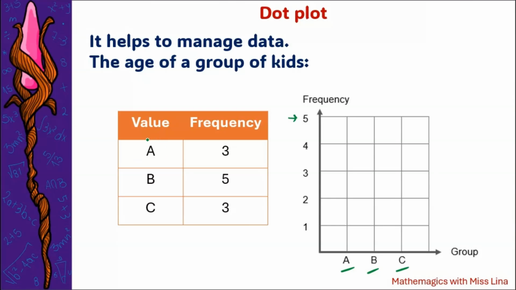The table says that A has a frequency of 3. So for A, we go up until we get the 3. For B it is going to be up to 5: 1, 2, 3, 4, 5. Here, horizontally, we find the 5. And finally, for C, we go up 3: 1, 2, and 3. Again, horizontally, we find the 3. And this is going to be the dot plot.